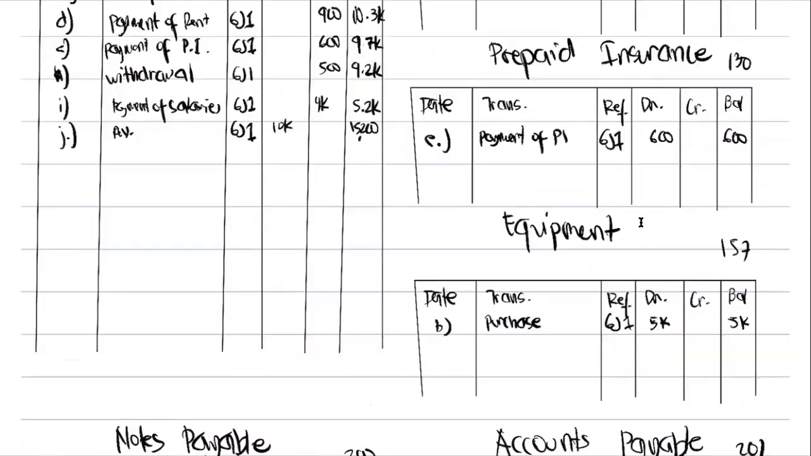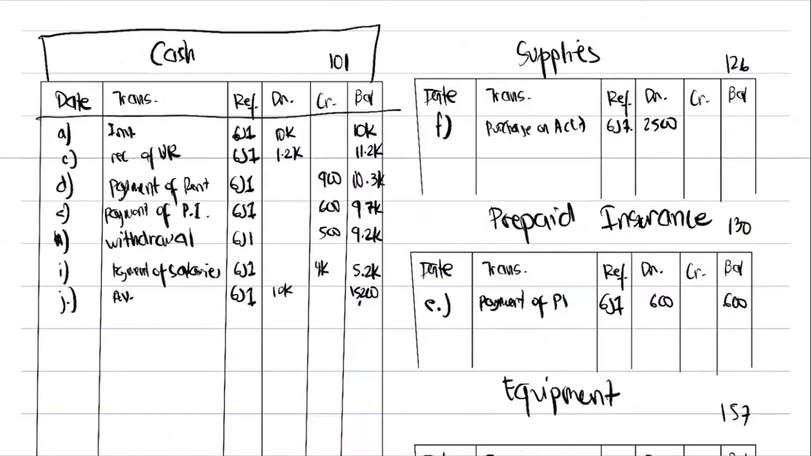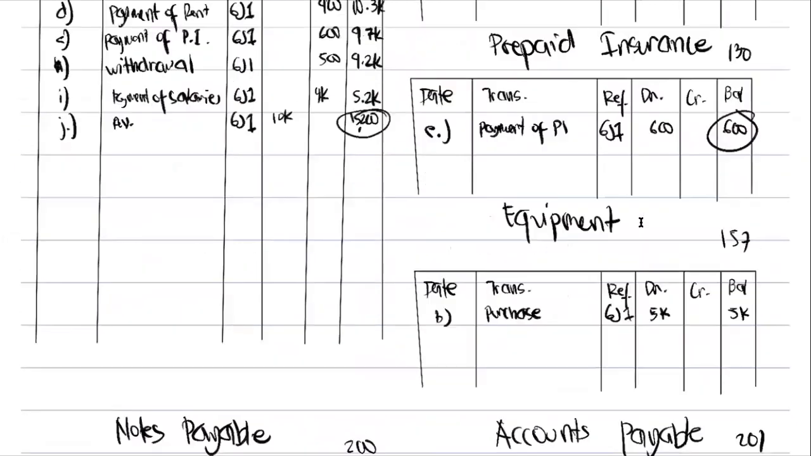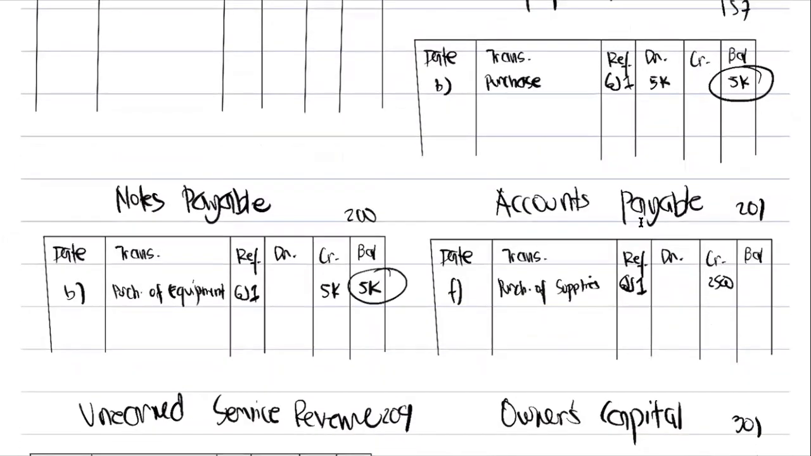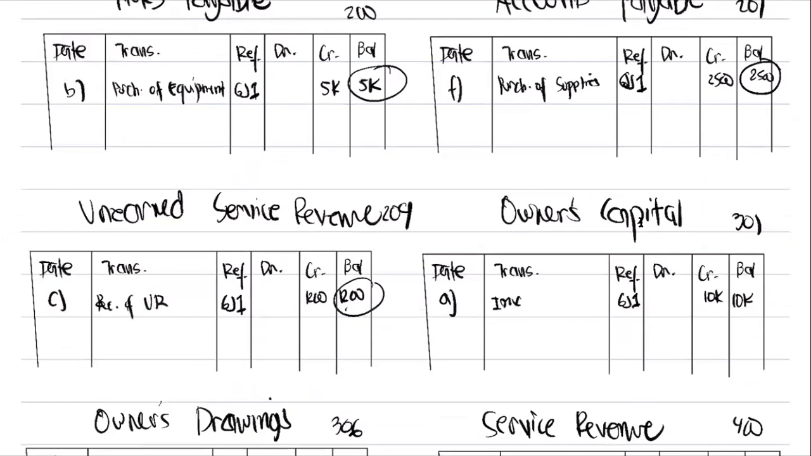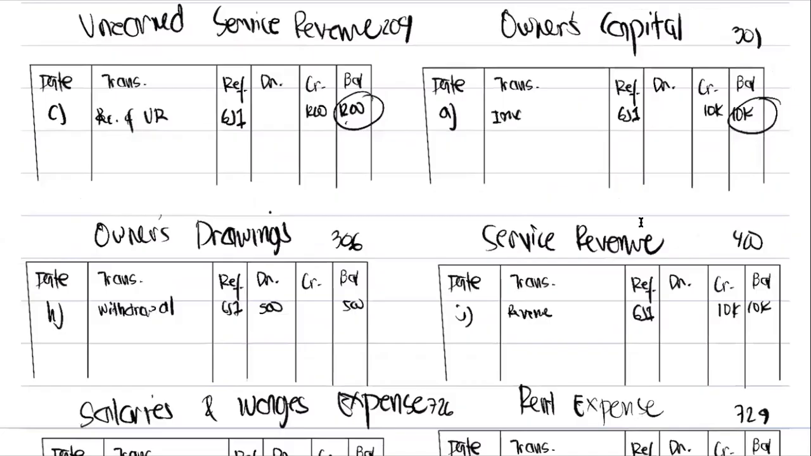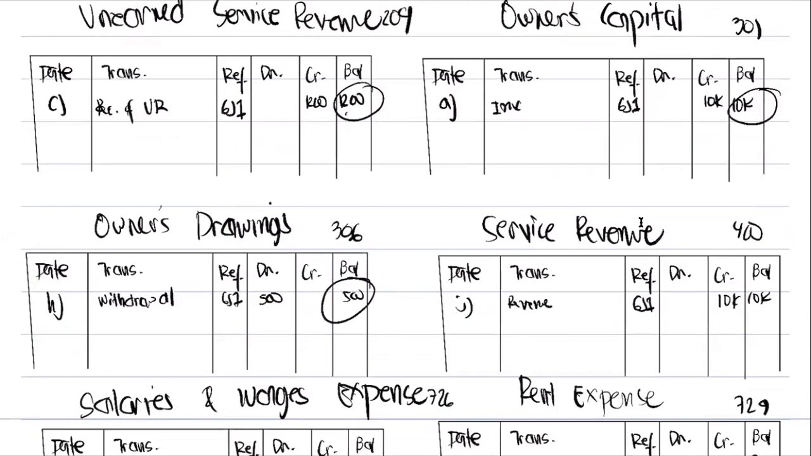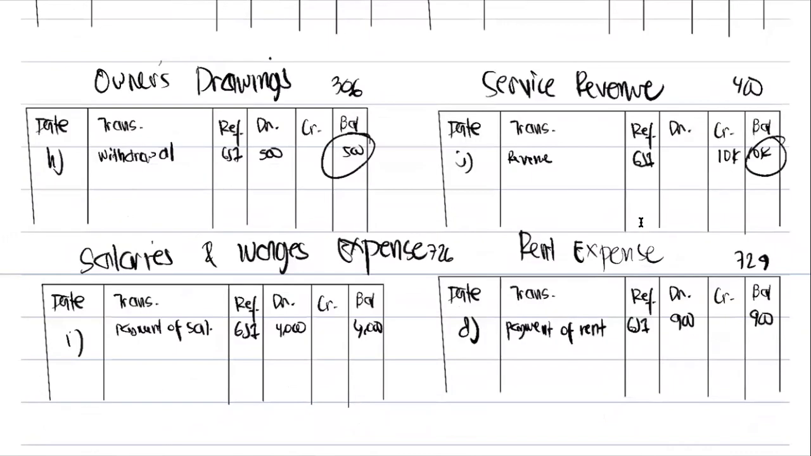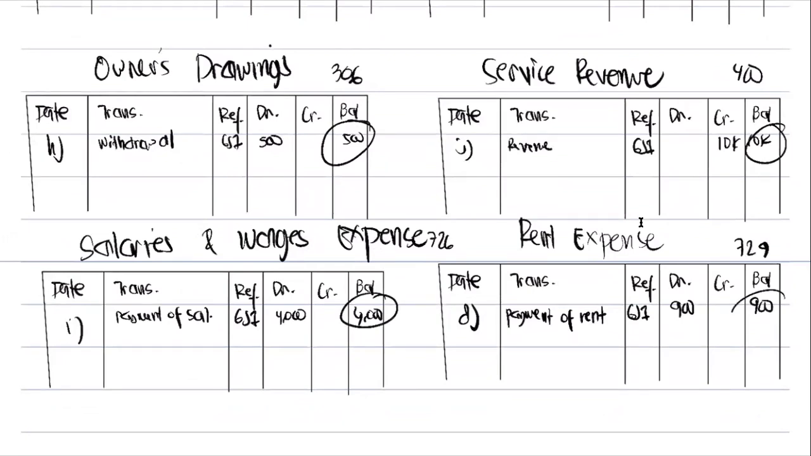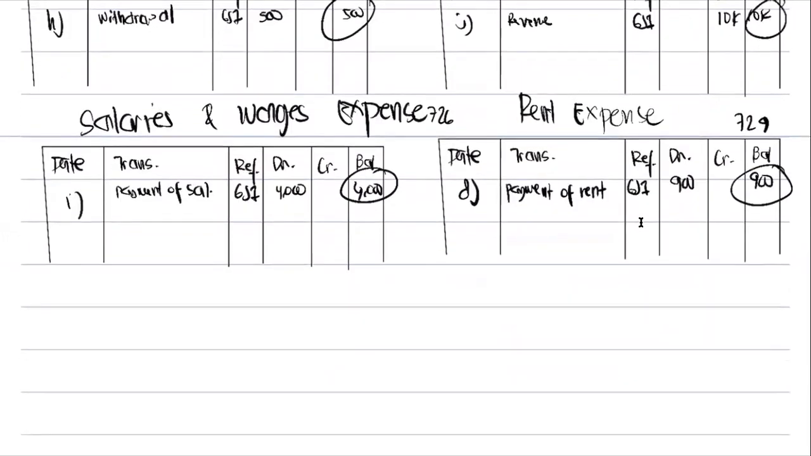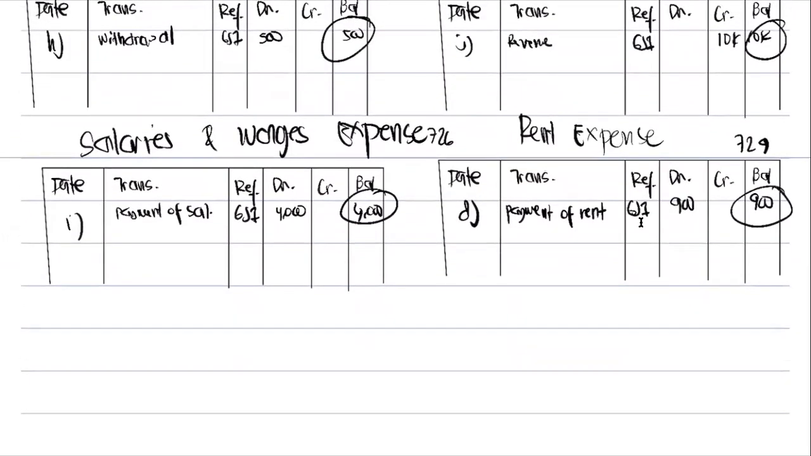After that, guys, since this is the running balance, it means we already have computed the balances. So we have here 15,200. So the balances are 2,500, 600, 5,000 for equipment, 5,000 for notes payable, 2,500 for accounts payable, 1,200 for unearned service revenue, 10,000 for owner's capital, 500 for owner's drawings, 10,000 for service revenue, 4,000 for salaries and wages expense, and 900 for rent expense. Since we're done with our ledger, we can now prepare our unadjusted trial balance.